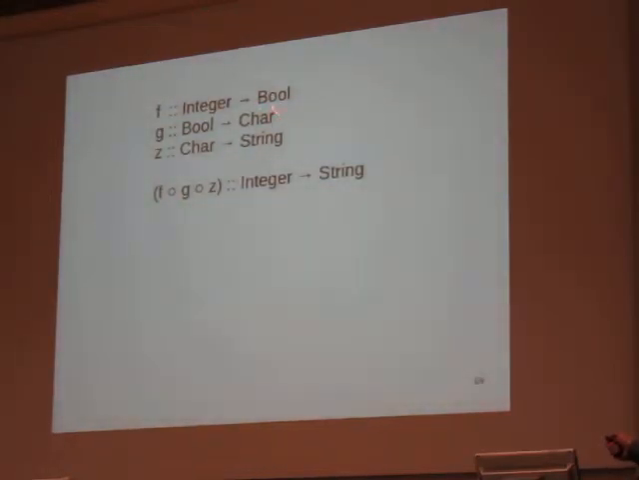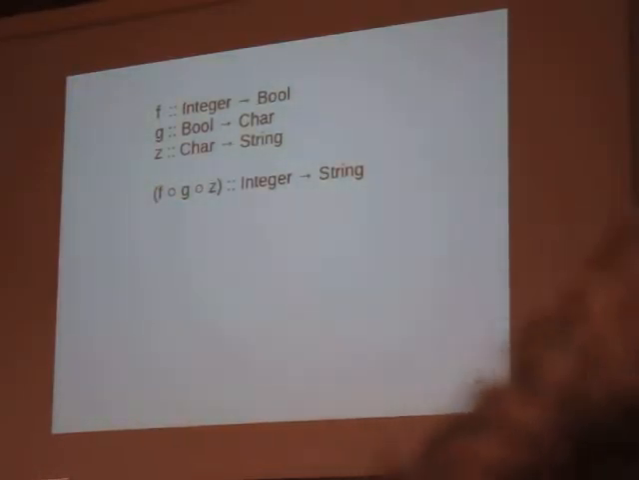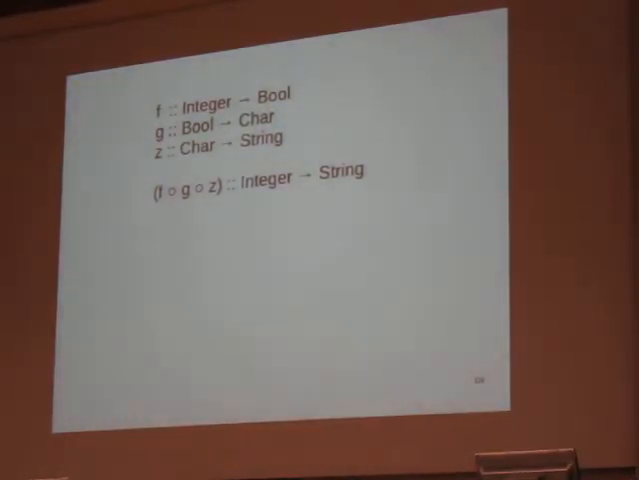Because the intermediate types are sort of erased, right? The bool and the char. We don't see them popping up here. They're sort of existential, right? They exist sometimes. So what we want to be able to do now is, instead of composing them, store them in a sort of sequence data structure, right?